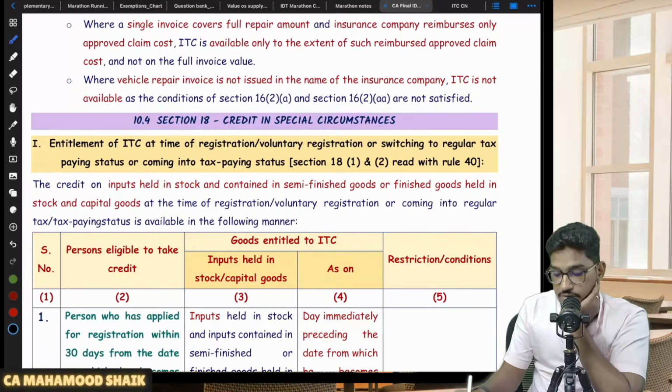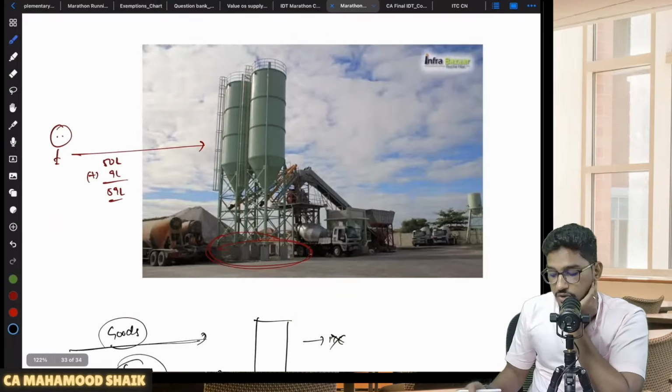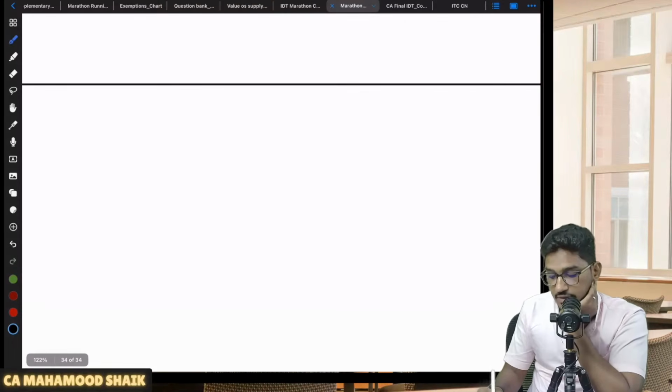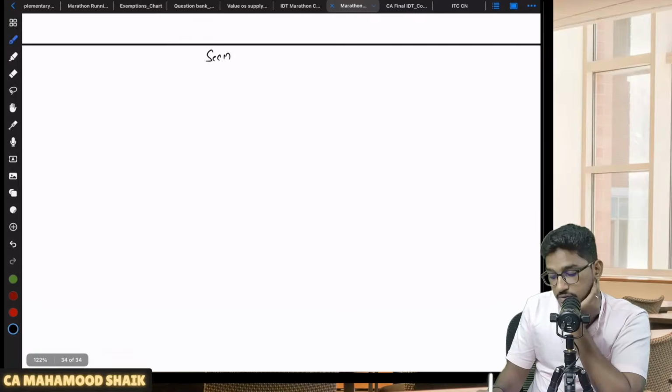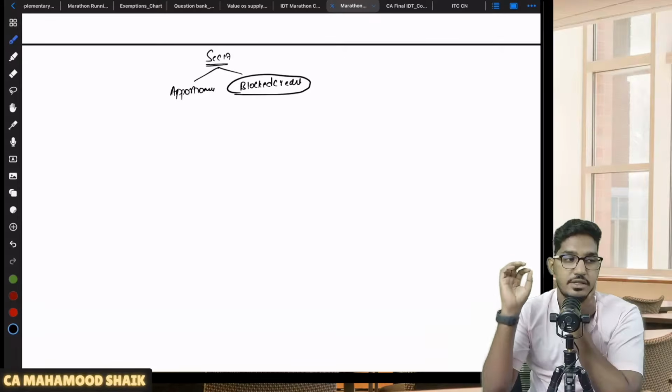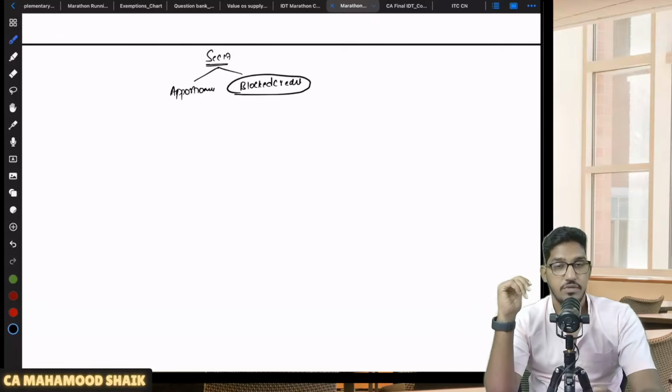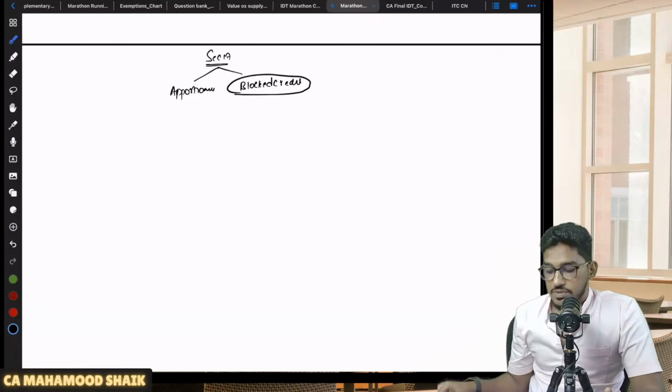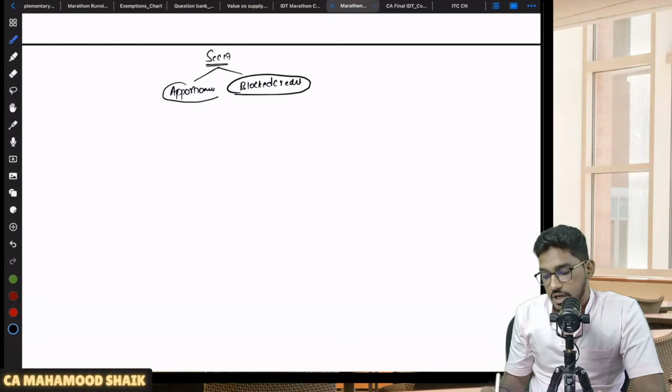But if you remember, what did I say? Section number 17 will talk about two aspects. One is blocked credit. The other is apportionment of credit. So now we are done with the blocked credit related discussion. We have seen the list of all the supplies on which ITC is blocked. But there is one more concept covered under section number 17, which is apportionment of credit. Sir, what is this apportionment of credit?